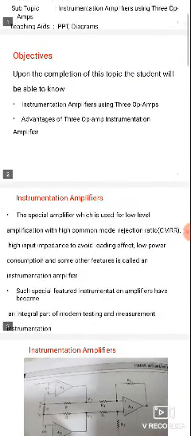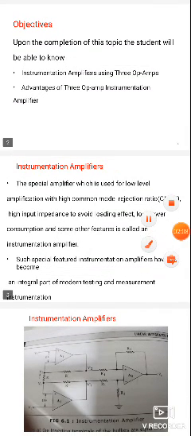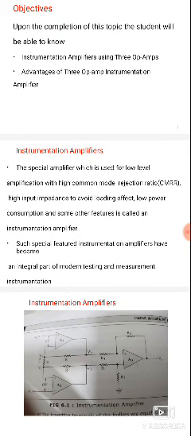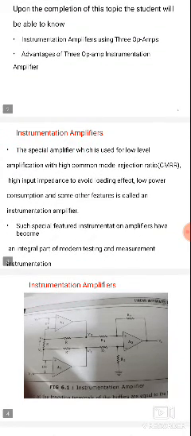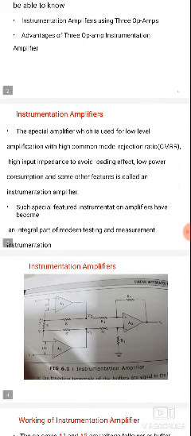The main advantage of the instrumentation amplifier is high CMRR. Why is high CMRR needed? High CMRR indicates low noise. The noise at the output will be low, so the output will be more accurate. The best advantage of the instrumentation amplifier compared with the op amp is a highly accurate signal and a high CMRR value. High CMRR indicates low noise, whereas in a normal op amp the CMRR value will be less. CMRR stands for common mode rejection ratio.